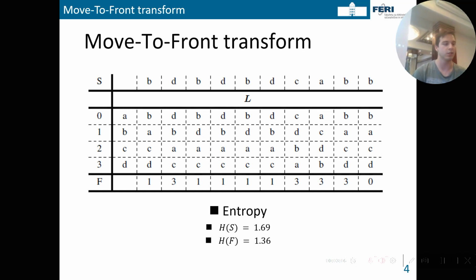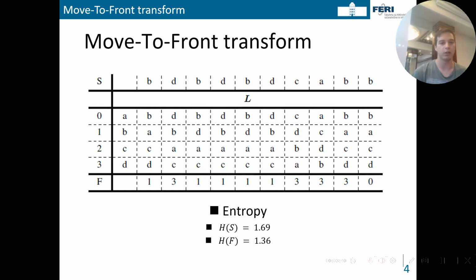It's in the position 1 initially, so we put index 1 to the output F, move the symbol B to the front of the list L, and move all elements before B one position down in the list. So in this case, the new state of the list L is BACD. After that, we move to the second iteration of the MTF transform.